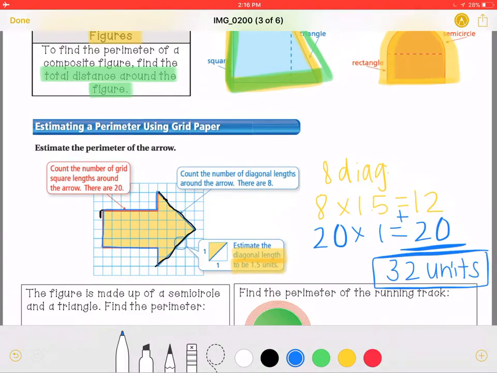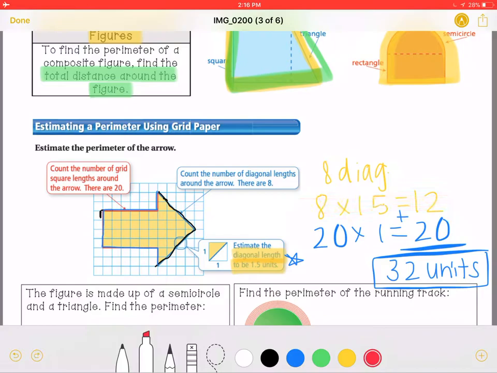The most important thing here is that diagonals are worth 1.5. Count up how many diagonals there are, and then multiply it by 1.5 to get your total for your diagonals, like I did in that first step there. Sorry, I was trying to highlight that for you.